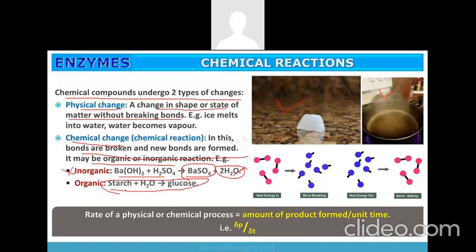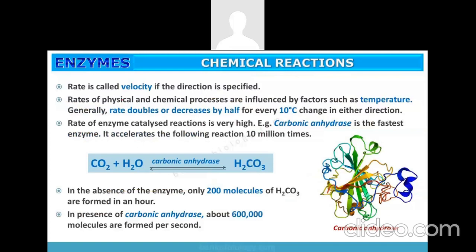If you take an inorganic reaction, barium hydroxide plus sulfuric acid gives barium sulfate as a salt with the release of water molecules. Here there is no active participation of carbon, so it's an inorganic reaction. If you take an organic reaction, starch along with water will give a glucose molecule. Whenever this kind of reaction happens, the rate of a physical or chemical change is the amount of product formed per unit time. You call it dP/dT.